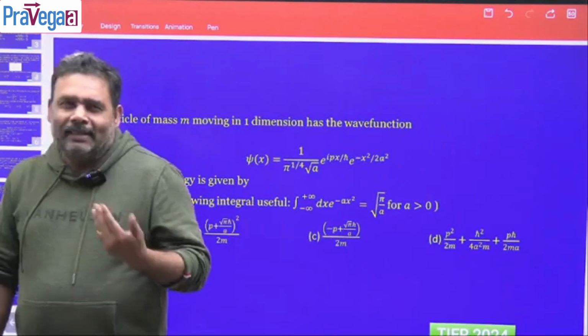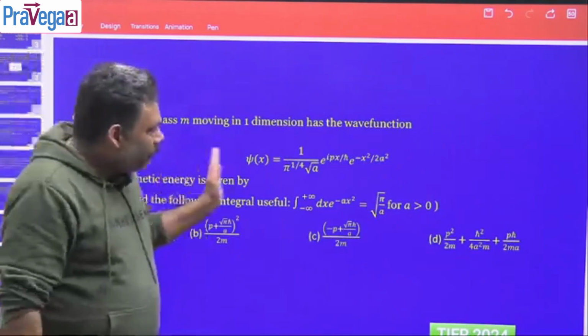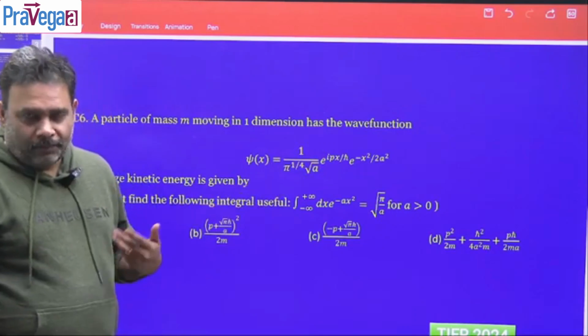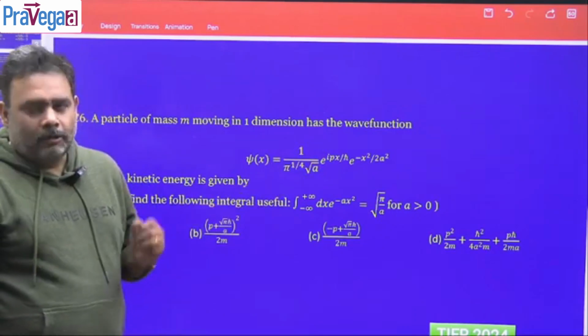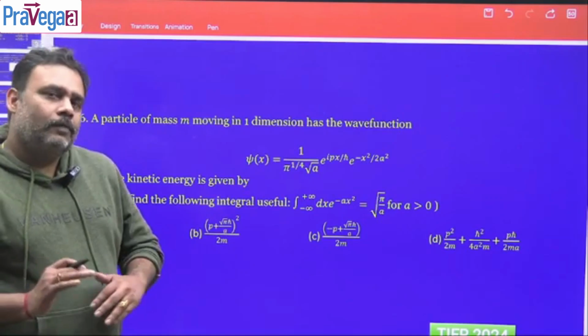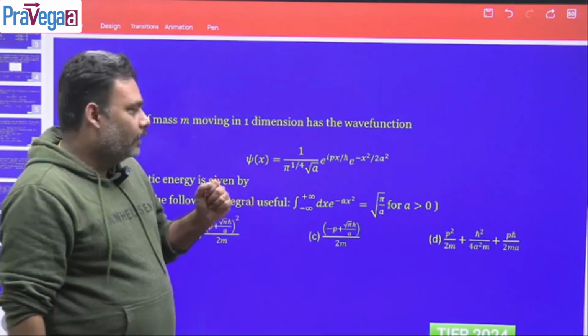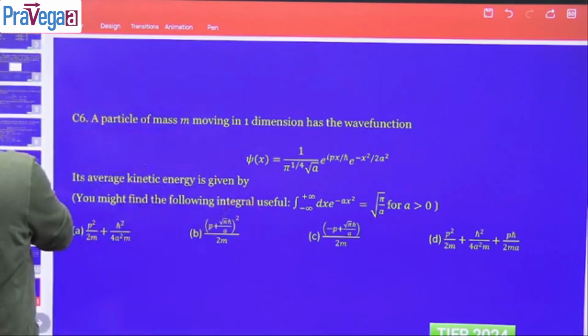So students, in general, most of the students will just go for writing the expression of the average kinetic energy, and you can solve it. But it will take a lot of time. I will just try to solve it from a different concept. So let's go for this one.